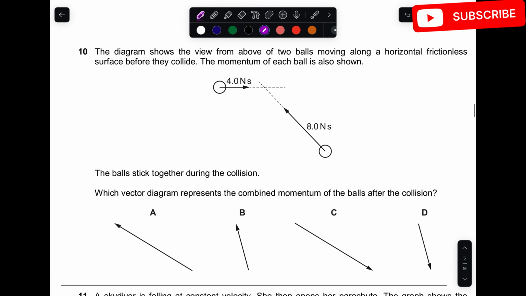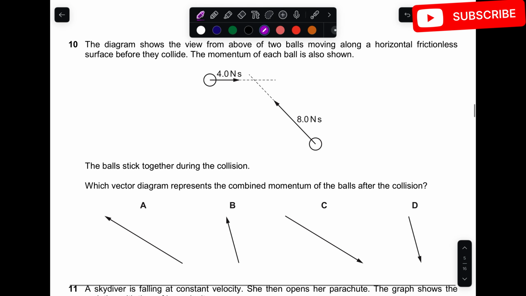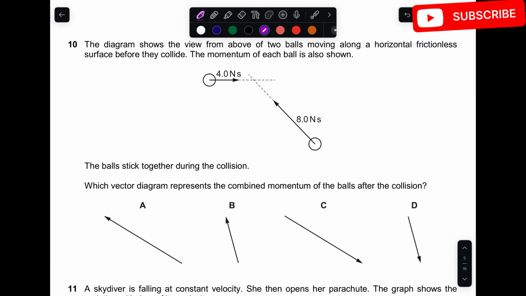In question 10, the diagram shows the view from above of two balls moving along a horizontal frictionless surface. Before they collide, the momentum of each ball is also shown. The balls stick together during the collision. Which vector diagram represents the combined momentum of the balls after the collision? So it is simply addition of vectors.